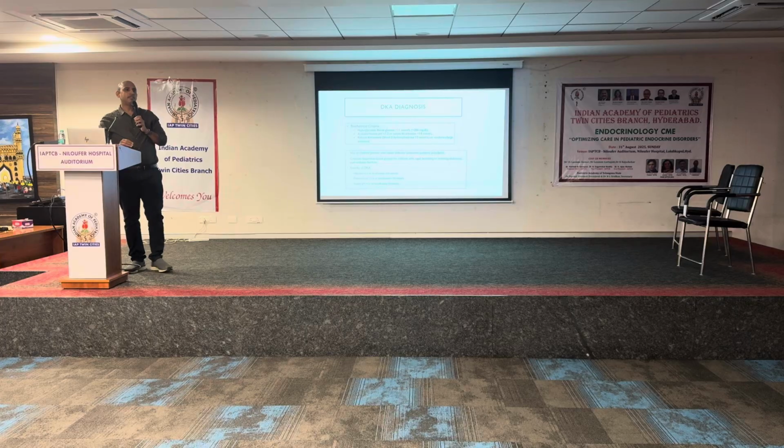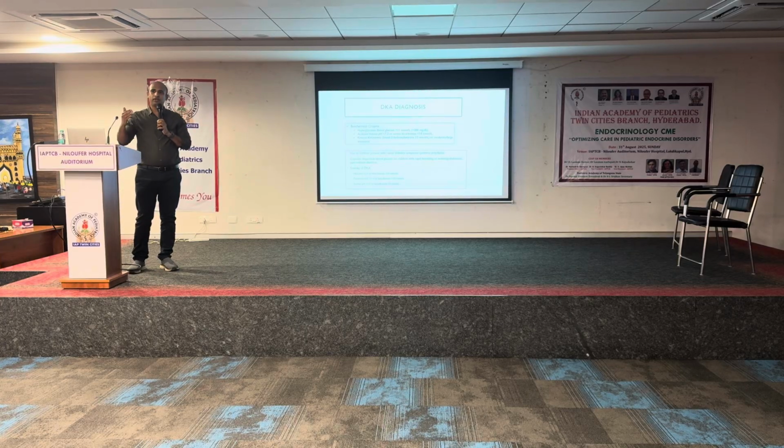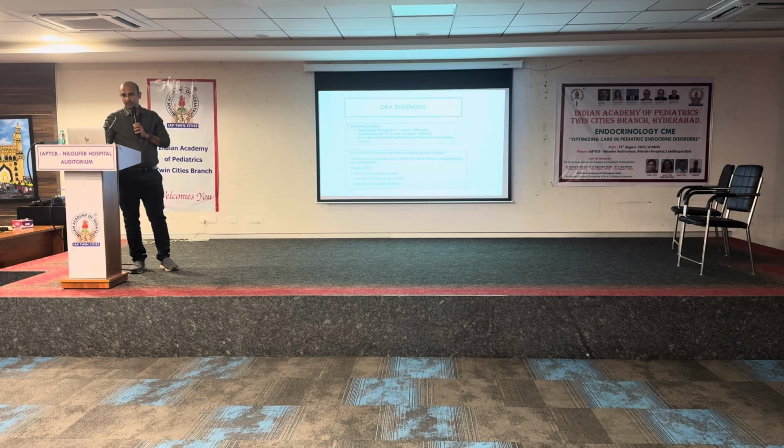And based on the initial pH, we categorize the child as mild, moderate, or severe. So pH less than 7.3 is mild, less than 7.2 is moderate, less than 7.1 is severe. Based on the bicarbonate, less than 18 is mild, less than 10 is moderate, less than 5 is severe.